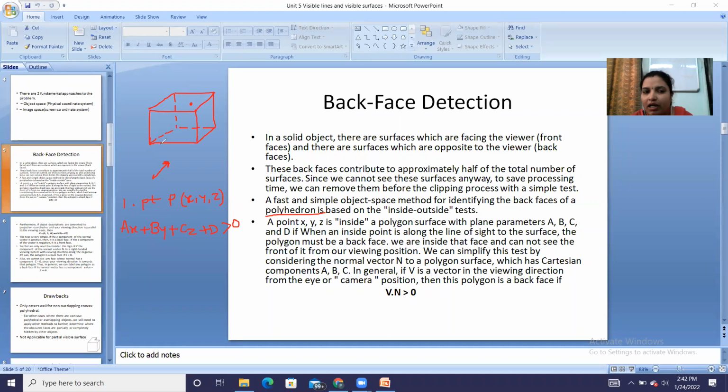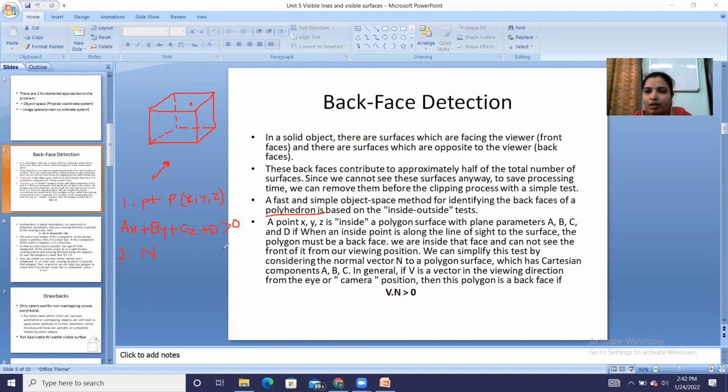it can be on any face. So my assumption is, I am going to assume that this point is lying here, which is on the back side. So now the second step is, I know now the point is lying on this object, right? On this object. So second step is, I have to draw a normal N.